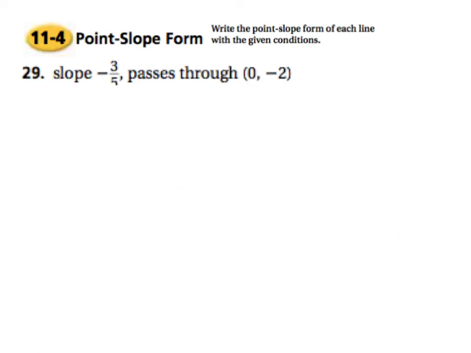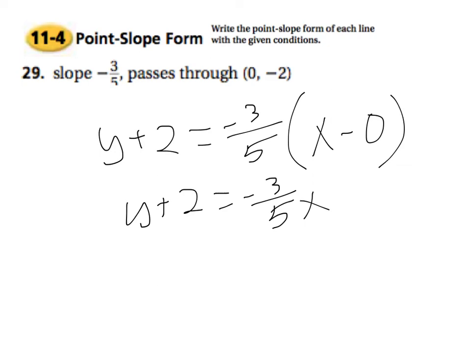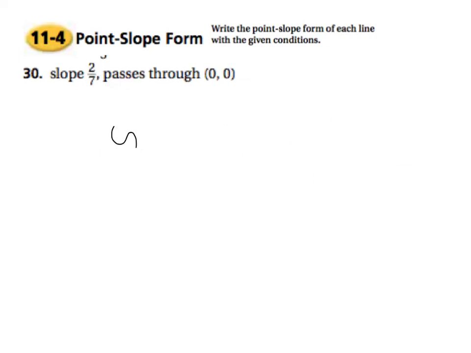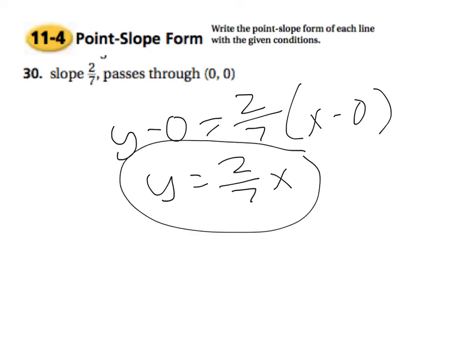Same thing here. Y minus negative 2 is y plus 2 is equal to negative 3/5 times x minus 0, which is y plus 2 is equal to negative 3/5 x. We don't have to write that minus 0. Equation here, y minus 0 is equal to 2/7 times x minus 0. Y is equal to 2/7 x. We don't have to write the zeros because anything minus 0 is just the same number.